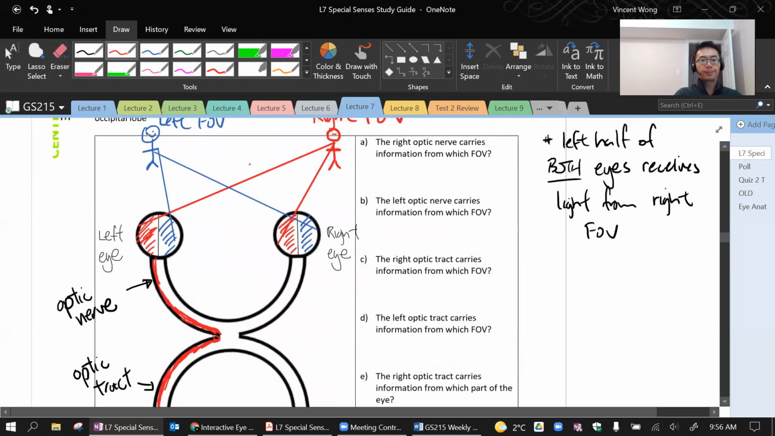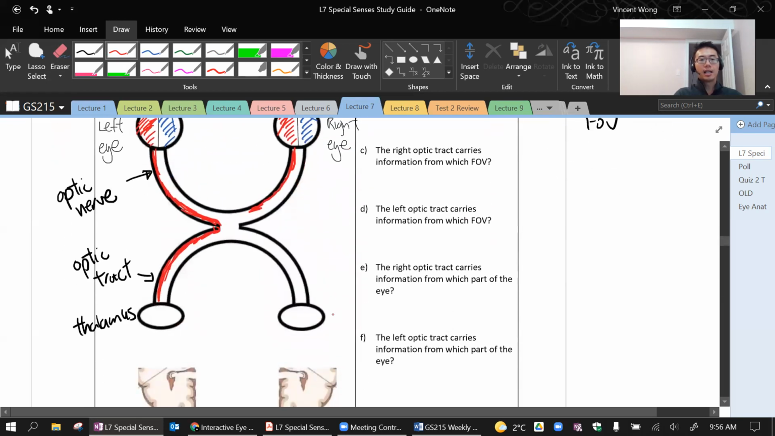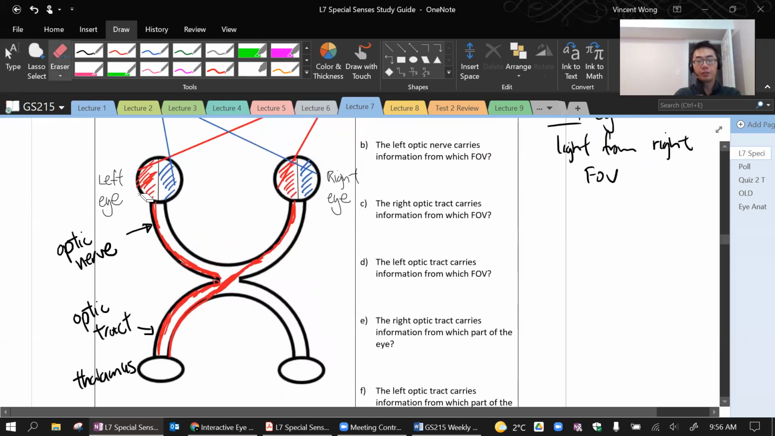Similarly, on the right eyeball, right? The right field of view information on the left half of the right eyeball will travel along the optic nerve on the right side. But instead of staying on its own side, what's going to happen is it will cross the middle and it will join the optic tract right here, and it will continue to the thalamus. Okay, so for the left eye, the information on the right field of view, represented by the red, will stay on the same side.